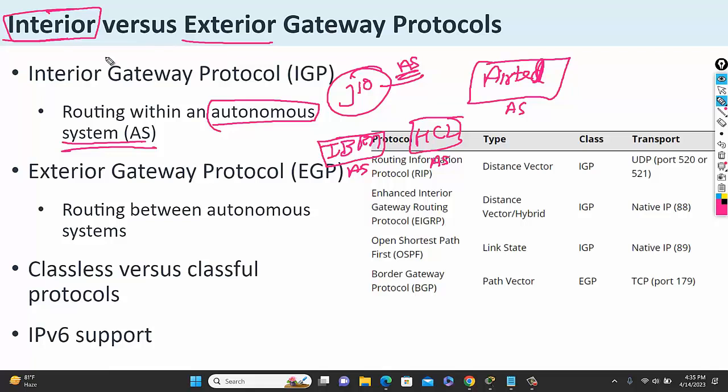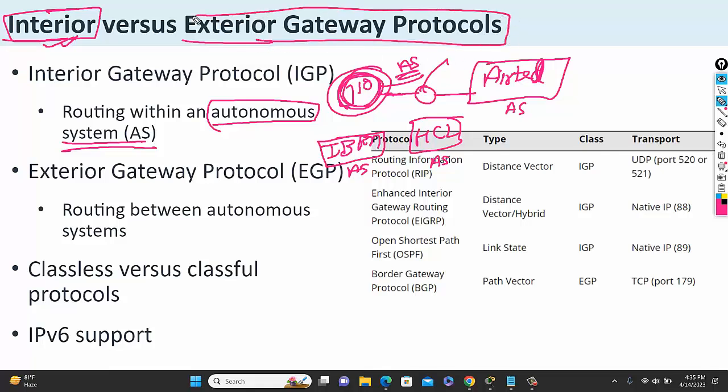One type of protocol which works inside a single autonomous system is known as an interior gateway protocol, IGP. Another type of protocol, which works between autonomous systems, is called an exterior gateway protocol, EGP. The border gateway protocol, or border protocol, is used for making the communication between two different autonomous systems.